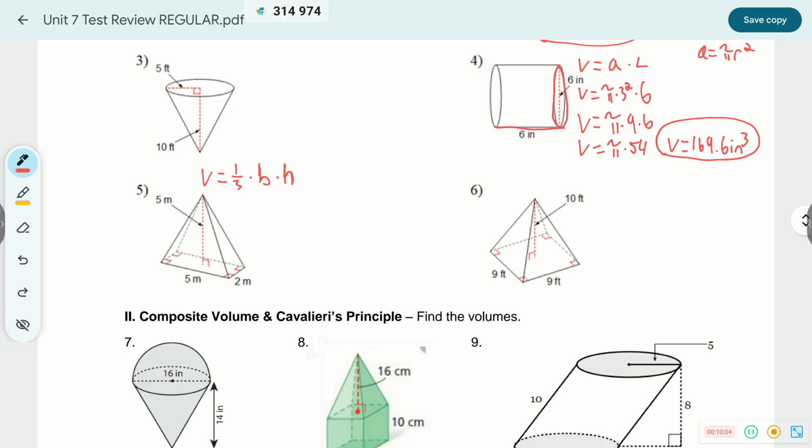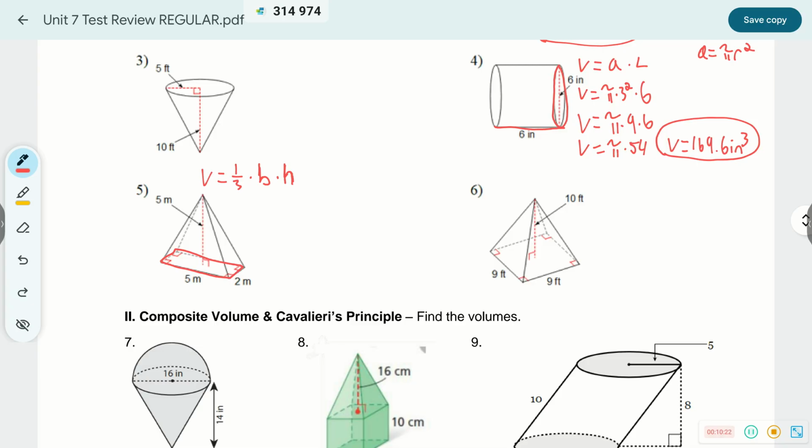Okay. 1/3 times our base times our height. Well, how do we find the base? First we have to find the area of the base, which is this. Which is just the length times the width.